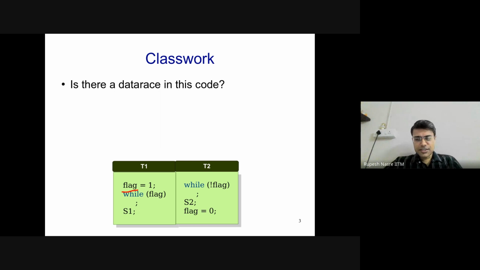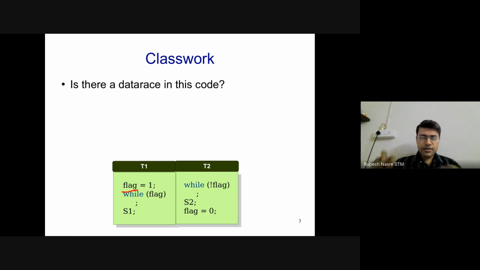Okay, so let's understand this. Let's take even the first statements of both the threads. We said that there is flag equal to 1 and while not of flag, which means that there is a reading happening from T2 and there is a writing happening from T1. Is this simultaneous? Is it possible that T2 reads the value of flag and T1 writes the value of flag simultaneously? That seems to be possible, right?